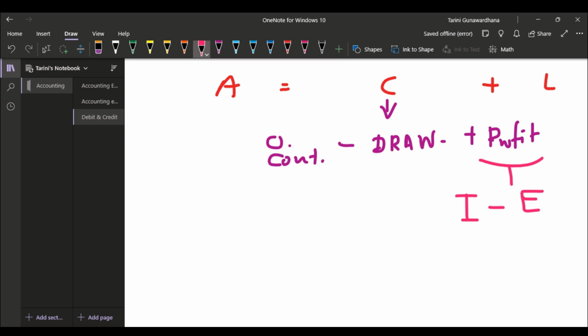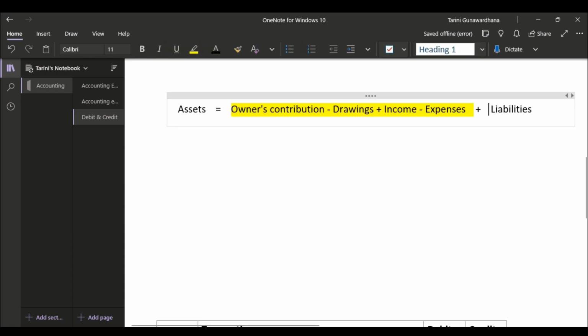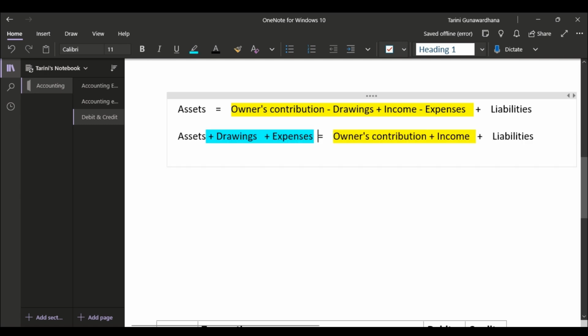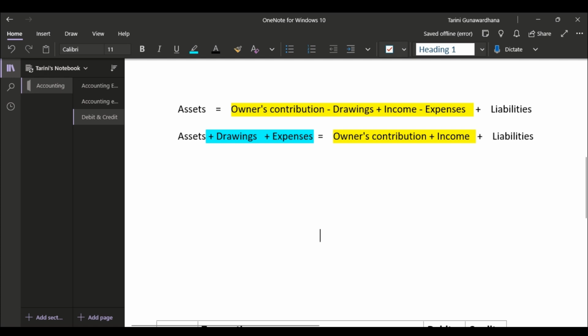Taking all this into account, we can write the equation like this: assets equal owner's contribution minus drawings plus income minus expenses plus liabilities. To make work easier, let's rearrange this equation. Then it would appear like this: assets plus drawings plus expenses equal owner's contribution plus income plus liabilities.